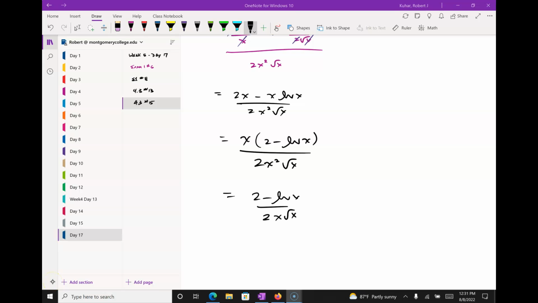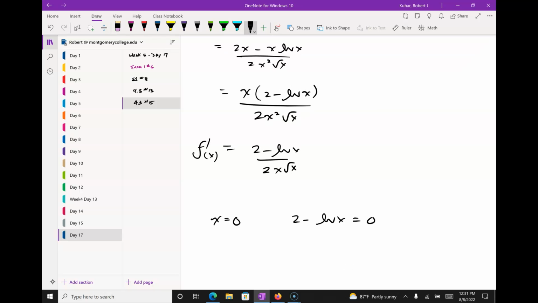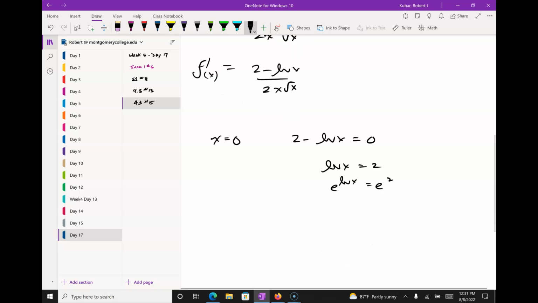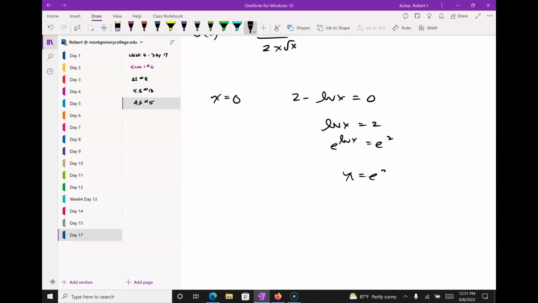Downstairs, x is 0, right? So that's a critical. And then upstairs, what do I get? e squared? Yeah. So 2 minus ln of x equals 0 gives me ln of x equals 2, or e to the ln of x equals e squared. So x is e squared.